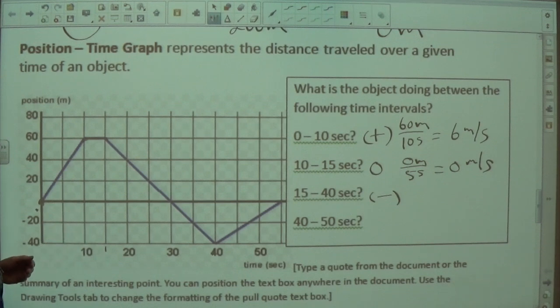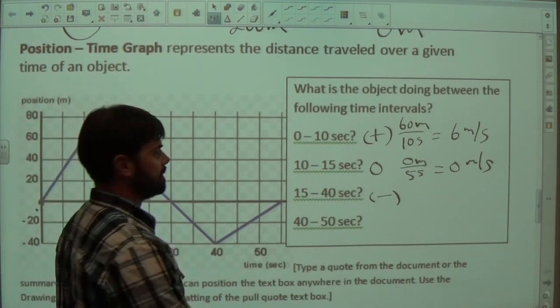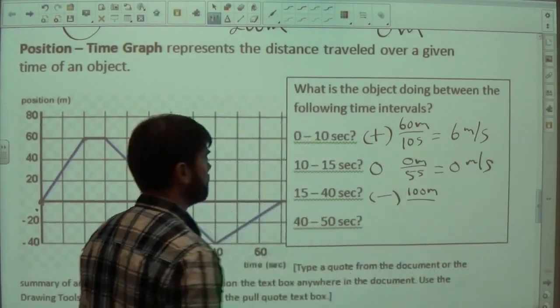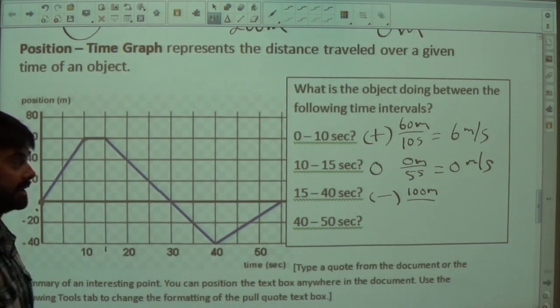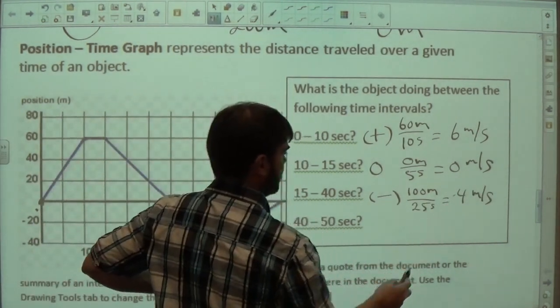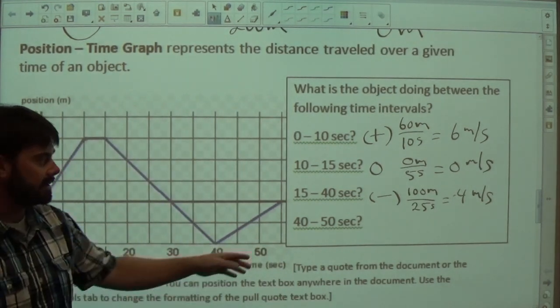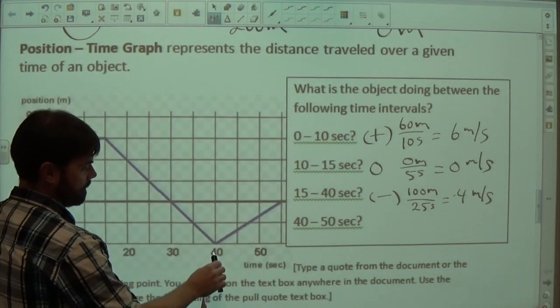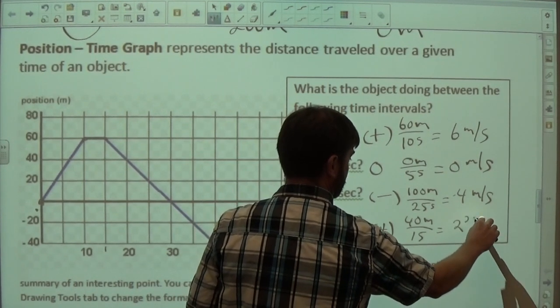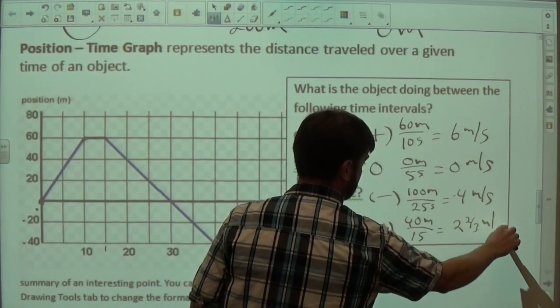So they traveled a total distance of 100 meters, because they went from 60 to negative 40. So they went a total of 100 meters in 25 seconds. It would be negative 4 meters per second. I guess I can put that there if you want. And then the very last one's the 40 to 50 second mark. And I believe this ends up being 2 2/3 meters per second.